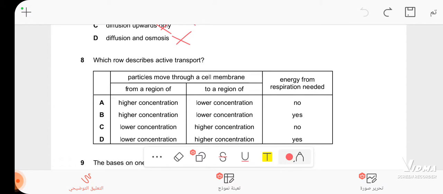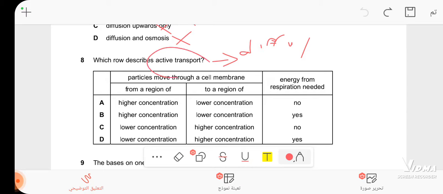We have to remember that we have 3 ways by which substances move into and out of the cell. First one is called diffusion. Diffusion does not need energy, okay. And the next one is called osmosis. Osmosis is also movement of water from higher concentration to lower concentration, and does not need energy.